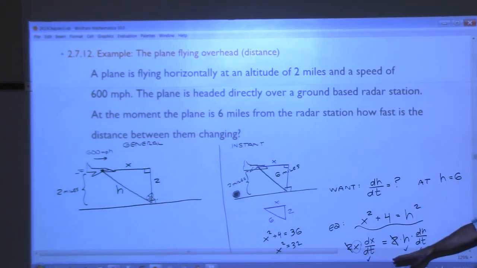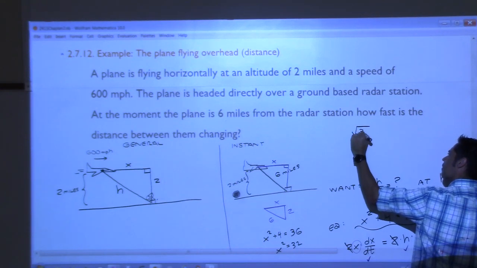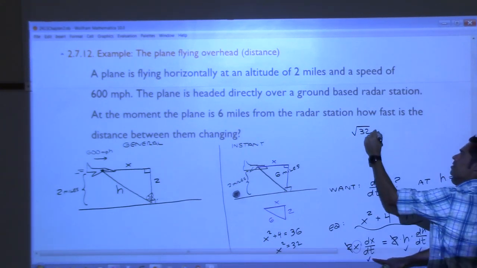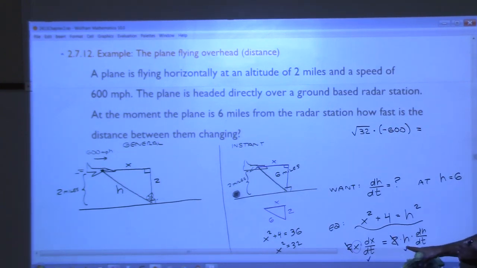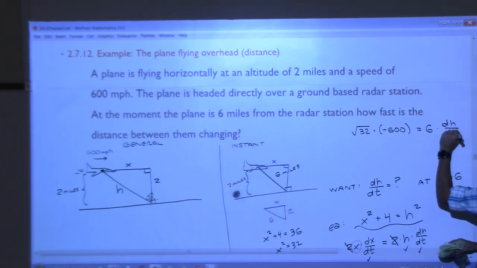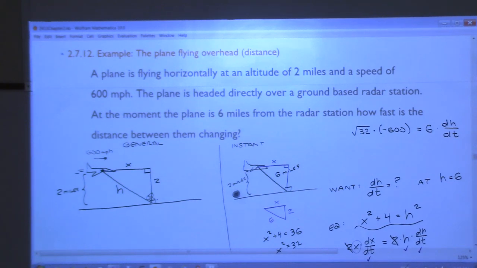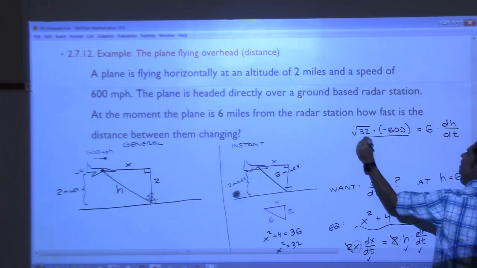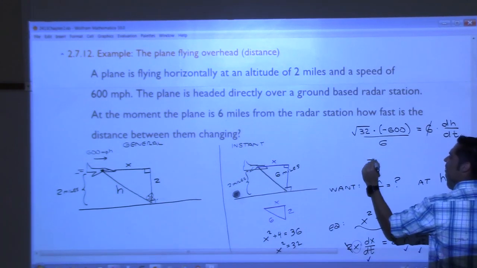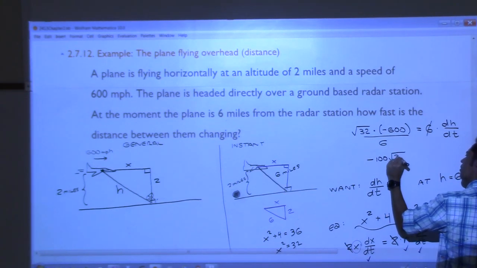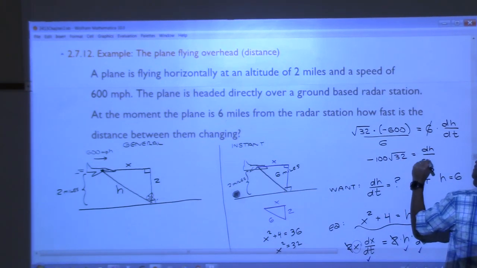Questions? Because I'm about to plug everything in. Any questions? Okay, rewriting this: x was root 32, dx/dt was negative 600, equals h, which was 6, and then dh/dt, which is what I'm trying to solve for. Let's divide both sides by 6. So you should get negative 100 root 32 equals dh/dt.